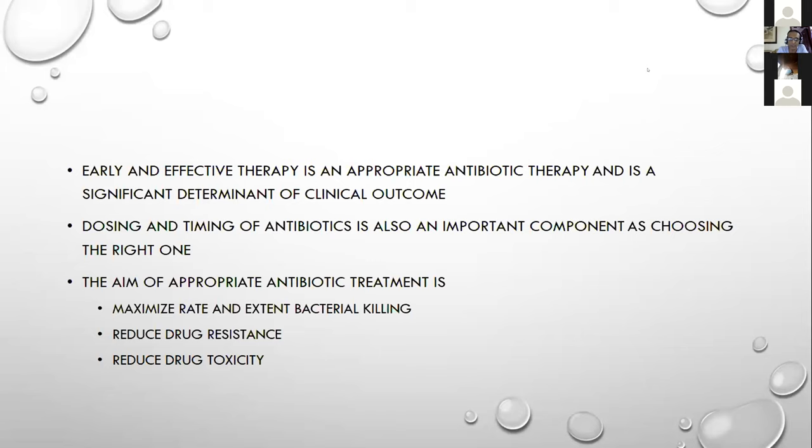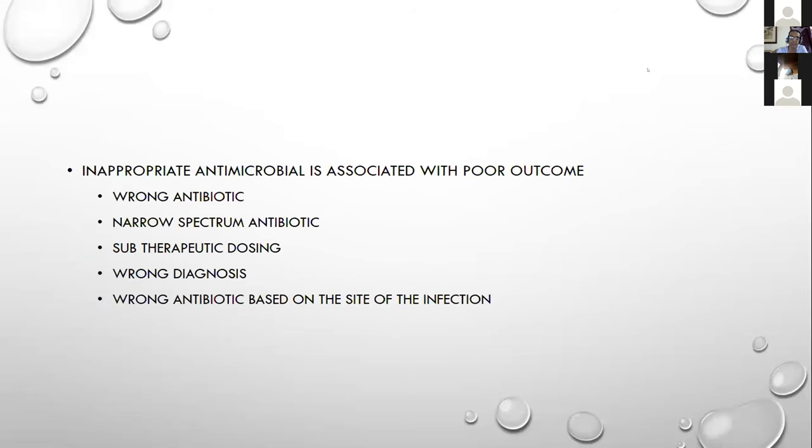The aim of appropriate antibiotic treatment, and this is important, is to maximize the rate and extent of bacterial clearing, because that's what you want once you have a patient with sepsis. Reduce drug resistance, reduce drug toxicity. That's our aim. However, inappropriate antibiotic therapy is also associated with poor outcome. Number one, it can be a wrong antibiotic. Number two, people are using a narrow spectrum antibiotic.